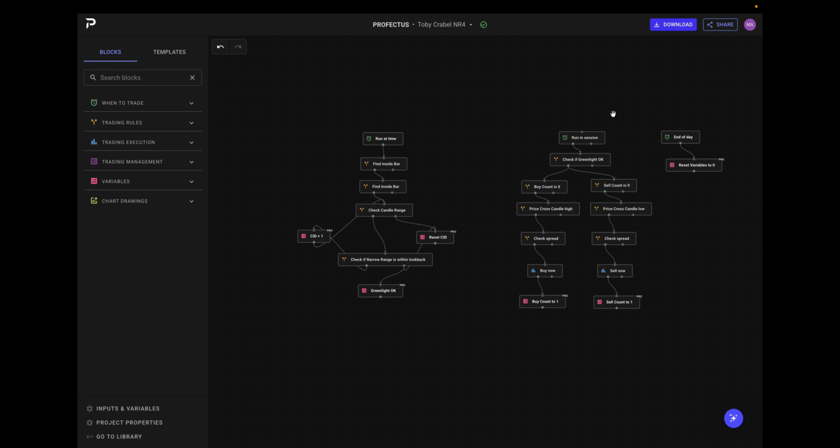You can download it, import it to your MetaTrader and test it. I love this strategy, it's very cool. And yeah, play around with it.